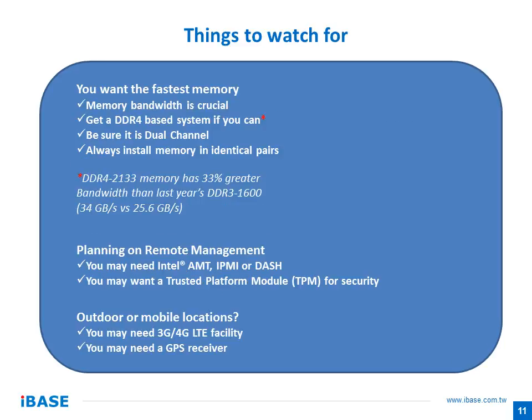So there are a few things to watch for. You really want the fastest memory bandwidth that you can get, because memory bandwidth is crucial, which means that when you're shopping for a digital signage player, of any brand from any manufacturer, you really want to make sure that it's DDR4 and you get it in dual channel, because that's how you get to 34 gigabytes a second, which is what you can get today.